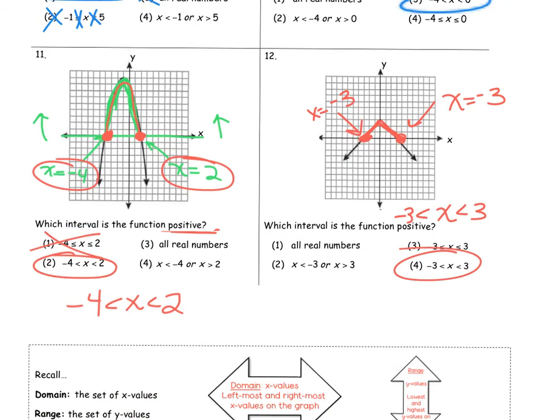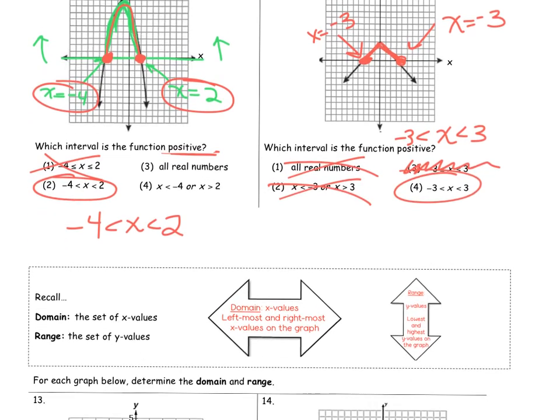Again, you should have immediately ruled out answer choice 3 because we don't want those equal to signs. You're over an interval. It can't possibly be all real numbers because all real numbers is talking about every single number possible. So that's out. And it can't be answer choice 2. So we're looking at 4. All right, let's finish it up.